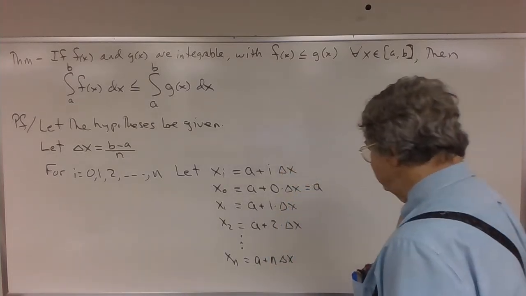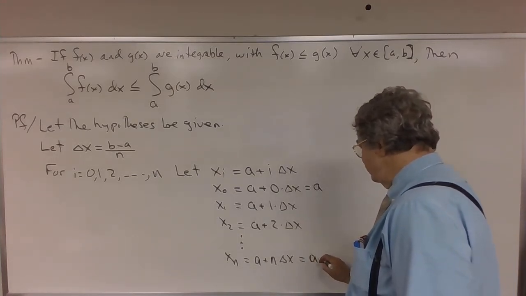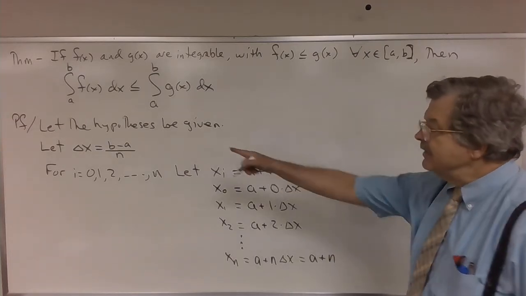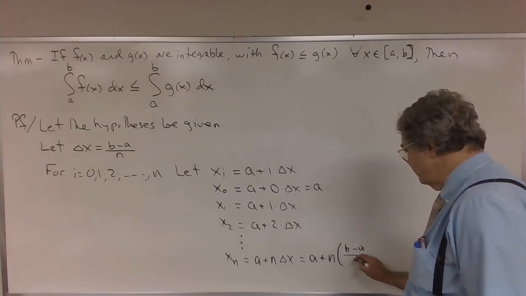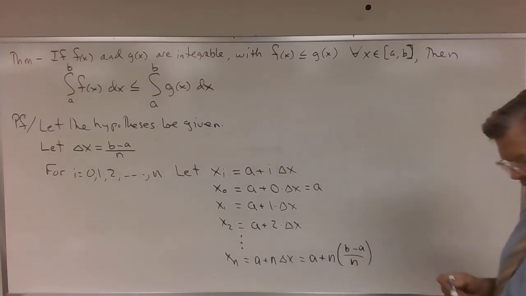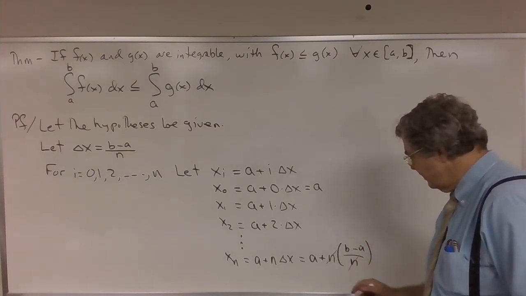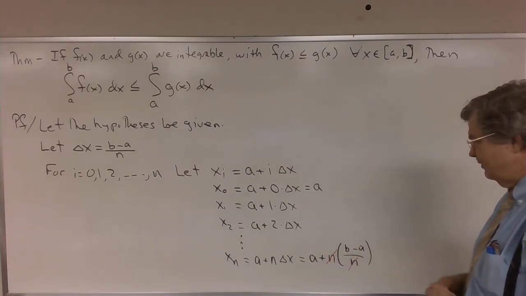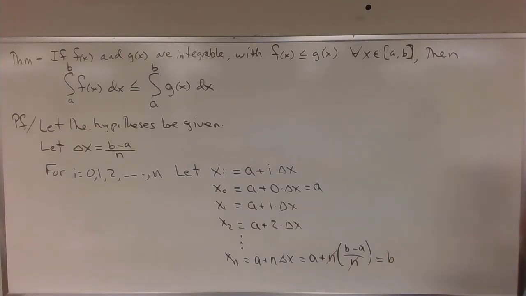But let's see, what is delta X? Isn't delta X B minus A over N? Yeah, that's what it is. Oh, and look, these two things cancel out. And I have A plus B minus A. Oh, that's just B. Okay, so that works out the way it's supposed to. Good, I like that.